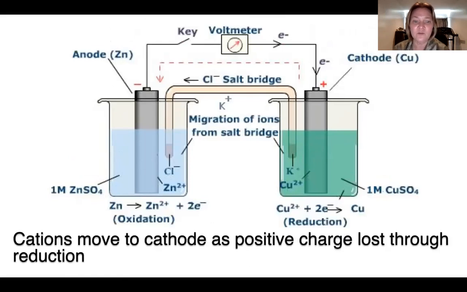Cations are going to move to the cathode as positive charge is lost through reduction. So again, at the cathode, you have copper ions that are positively charged, which are being reduced to copper metal. So you're losing positive charge on the cathode side. So potassium ions from the salt bridge are going to move into this solution to balance the loss of positive charge. So you have negative ions going towards the anode, positive ions going towards the cathode.